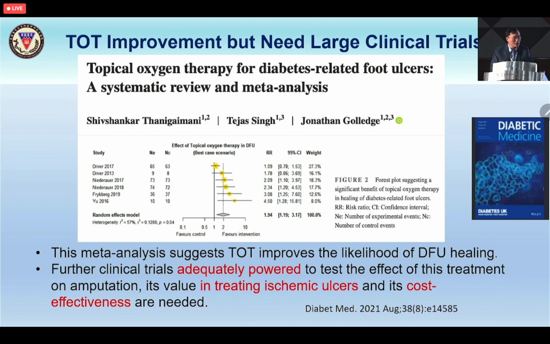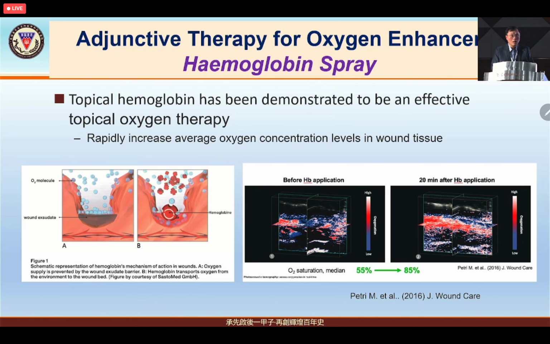However, from the meta-analysis review, even though topical oxygen therapy could improve diabetic foot ulcer healing, they still need adequate power to test effective treatment or amputation in treatment of ischemic ulcer, and cost-effectiveness still needs more study. And how about the adjuvant therapy with the oxygen enhancer?